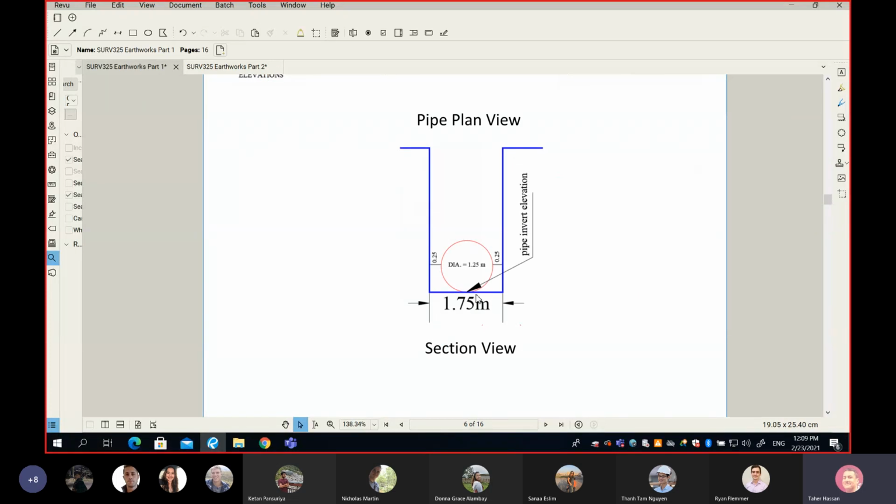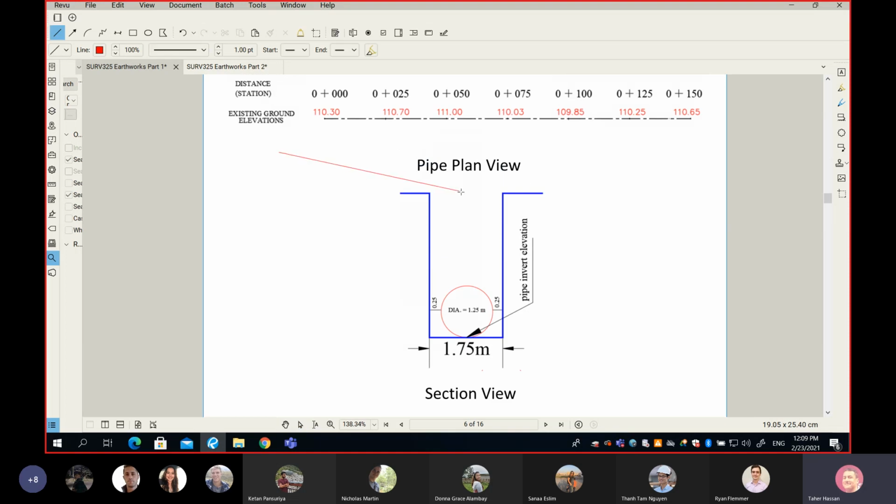This example tells you, for example, a sewer. How wide is my sewer? Is it a 20 meter, 30 meter trench? No, it is only 1.25, 1.5, 1.75 meter. So it's very narrow. And think about it this way. What if my ground is changing in the cross section? However, I just survey only one point. What do you think? Am I still getting a good volume if I survey only one point?